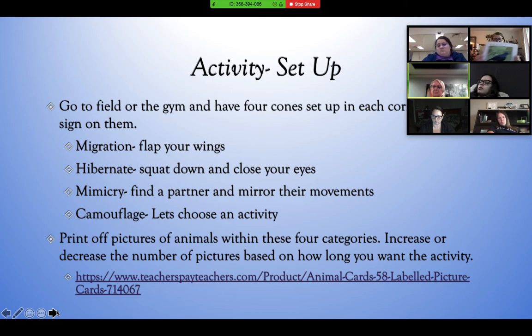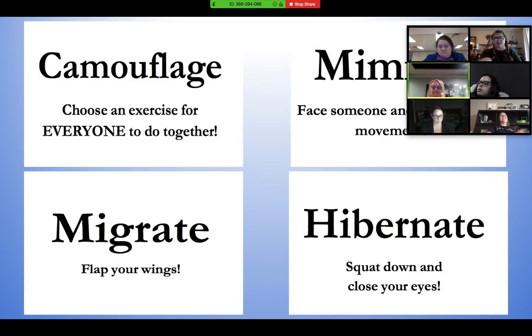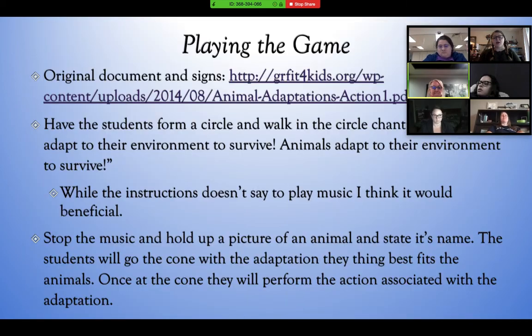Then you have to print off animals, pictures of animals within the 4 categories of adaptations. Increase or decrease the amount of pictures based on how long you want the activity to be. The link at the bottom is pictures that they do have online. However, those pictures are $2 each, and it's not very difficult, so I just got my own pictures. These are the signs that are provided at that link right there above, that you can just print off, and that's the original document that has all the instructions or anything like that that you need.